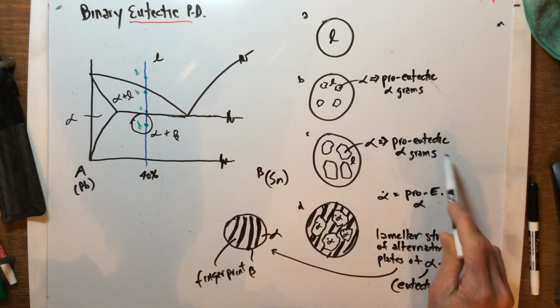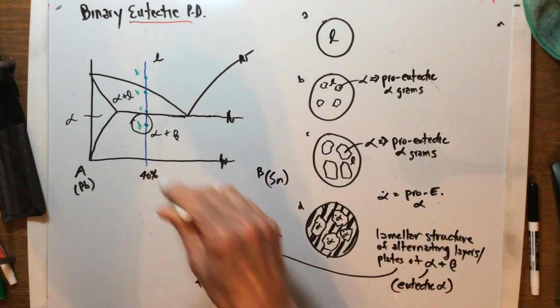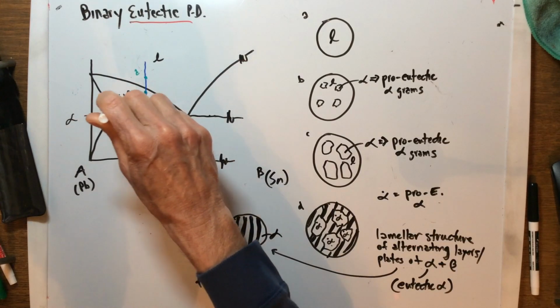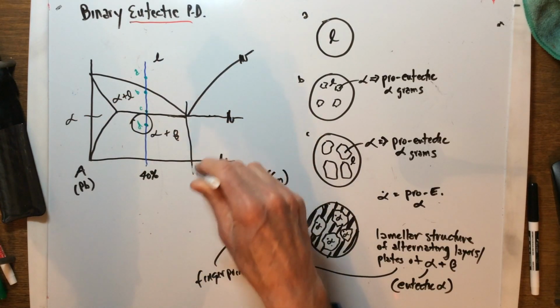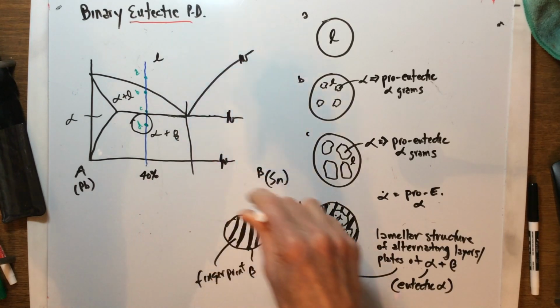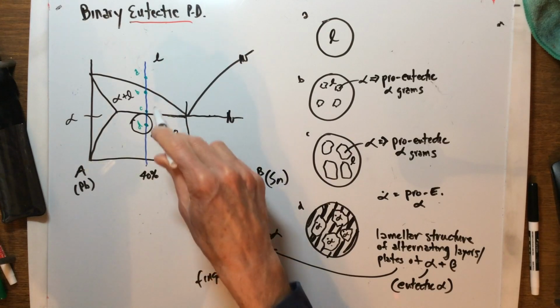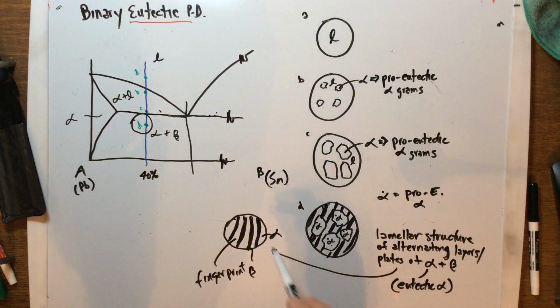It's called pro-eutectic alpha. So the little globulars, when you see these, look like little globular kind of things. These will always be the pro-eutectic, either alpha or beta, whichever side of this eutectic composition you're at. They will always be little globulars, and then below that, whatever liquid remains here, we'd have formation of this lamellar looking structure.